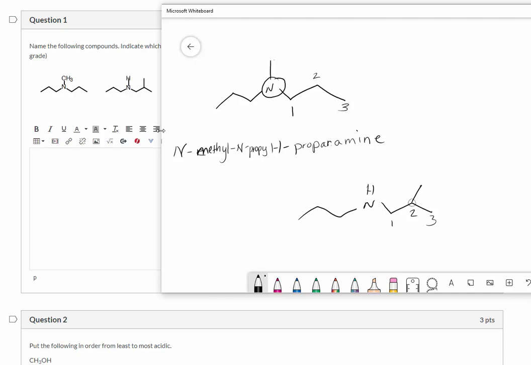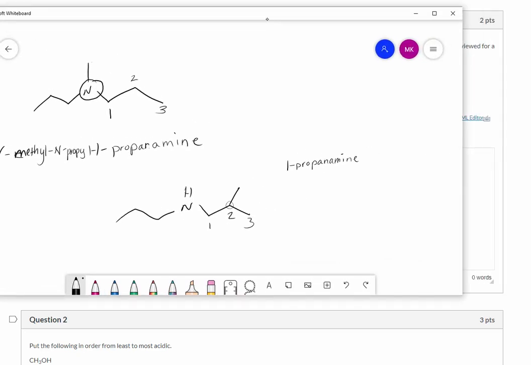This is going to be 1-propanamine, just like the other one. But we have a 2-methyl, and we have an N-propyl. Now I would probably rearrange this. This would be 2-methyl N-propyl, 1-propanamine. I think that would be the better way to do it since that is alphabetical order. So 2-methyl N-propyl, 1-propanamine. Now, which is going to have the highest boiling point?